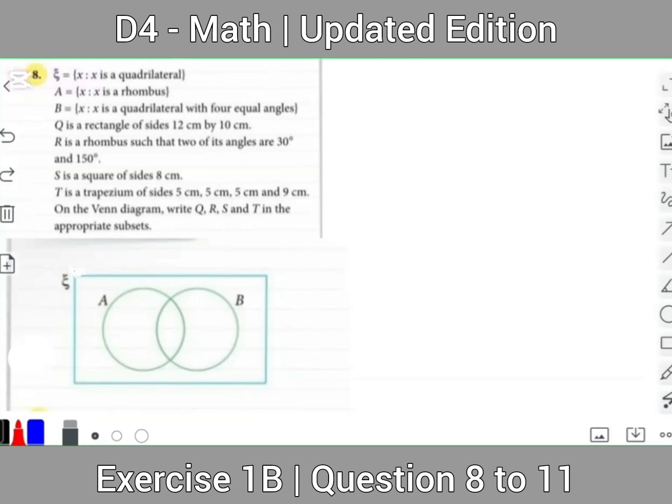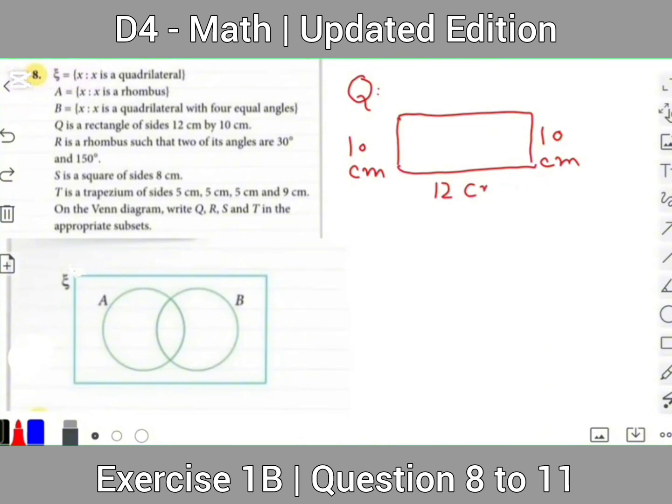In the set B, we have a quadrilateral with four equal angles. So a quadrilateral with four equal angles is a square. Now what is Q? Q is a rectangle having sides 12 by 10. So here we have 10, and here we have 12.